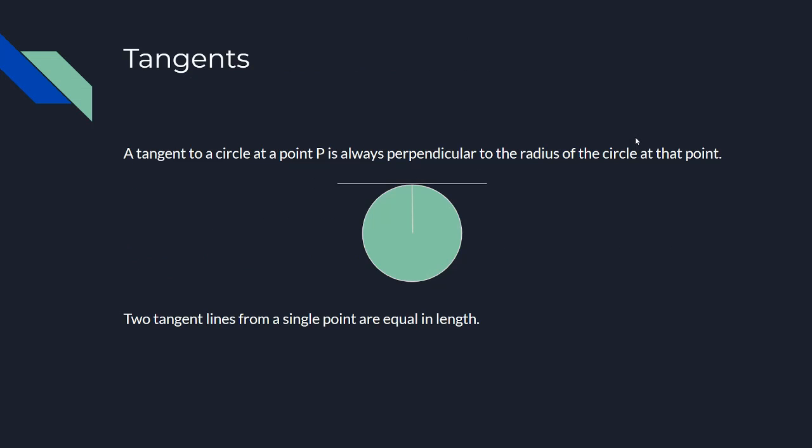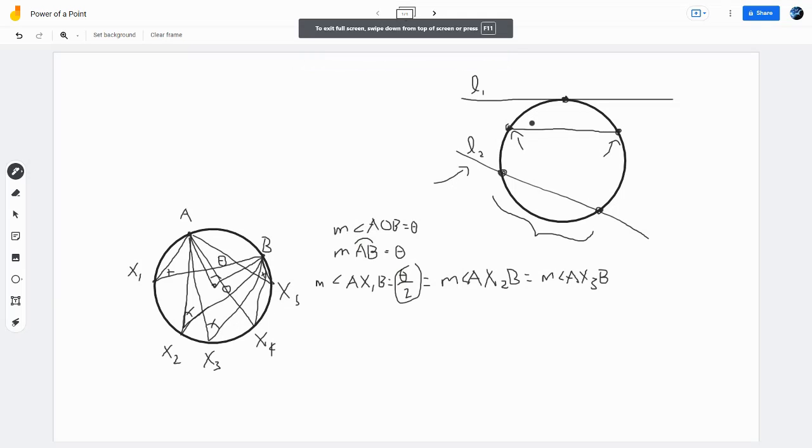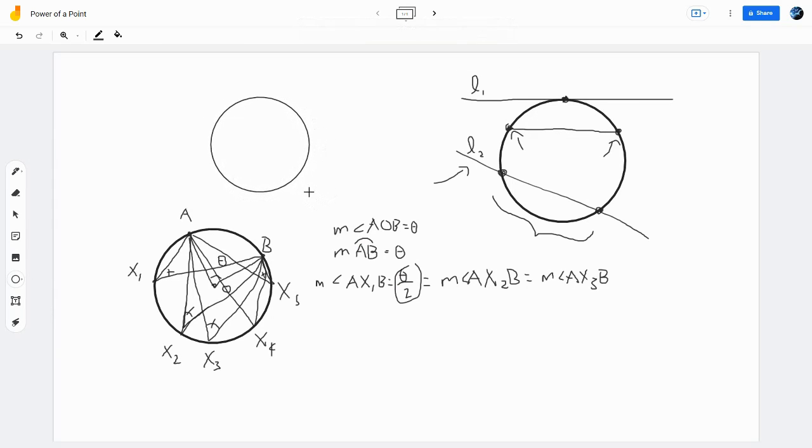So a tangent to a circle at a point P is always perpendicular to the radius of the circle at that point. So this is always true, always perpendicular to the radius at that point. And another thing, two tangent lines from a single point are going to be equal in length. And you might be wondering, what does that mean? Well, here, let me just draw another circle. Let me draw two tangent lines to this circle. So let's have one tangent line. Well, that doesn't really look like a tangent. More like that, yeah. And then this.